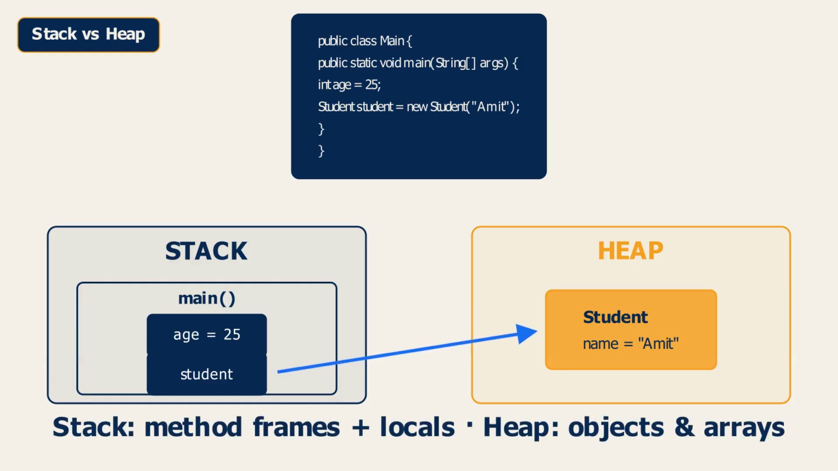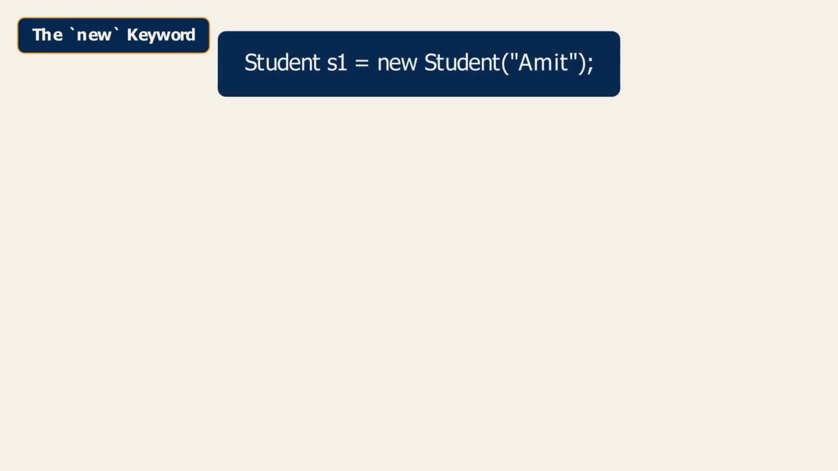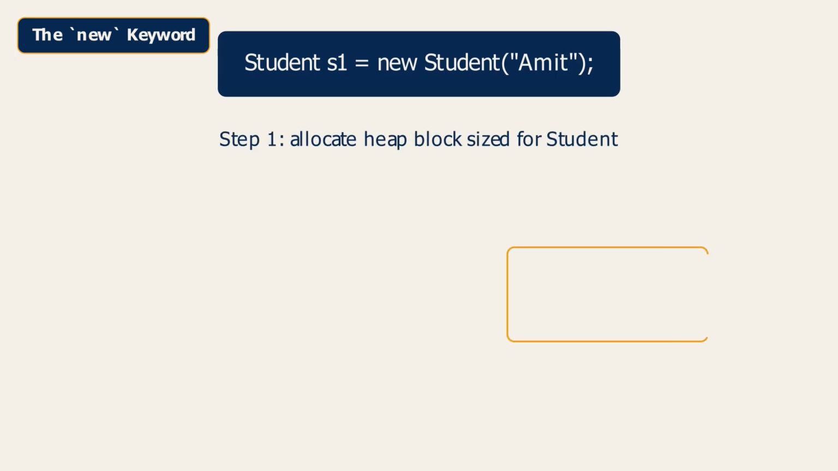Let's slow this down even further because the new keyword is doing more than it looks like. Step 1, Java allocates a block of memory in the heap, sized to fit a student object. Step 2, the constructor runs, initializing that memory, here setting name to Ahmet. Step 3, a reference to that newly created object is produced. Step 4, that reference, not the object itself, is stored in the variable S1.